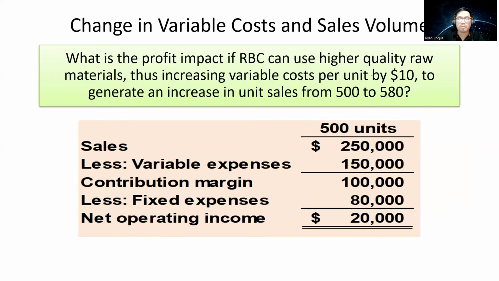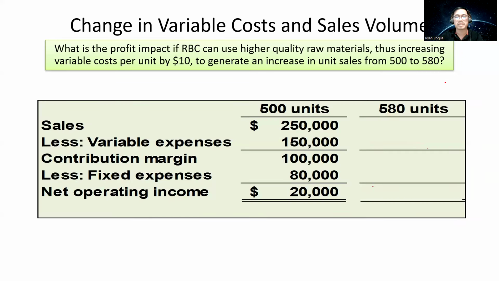Same problem, but this time we are asked on the profit impact if RBC can use higher quality raw materials. Meaning, if there are higher quality raw materials, we can expect an increase in the variable cost per unit by $10. That is to generate an increase in unit sales from 500, this time to 580. So all we need to do is to take effect of the changes. Let's prepare another income statement out of the current scenario.